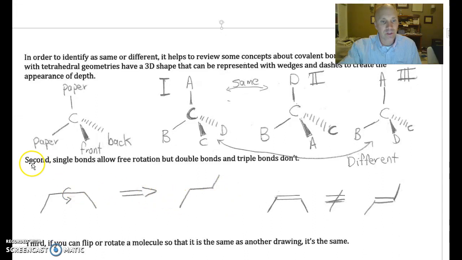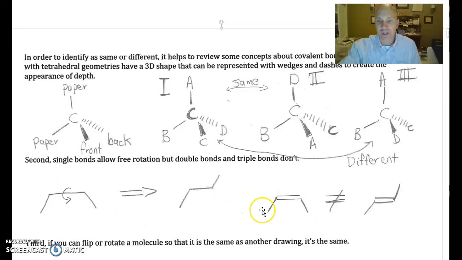I probably should have shown this one first because I assumed that you knew it: single bonds allow free rotation, but double bonds and triple bonds don't. So if I show this molecule right here, and this is a single bond, since it's a single bond, we could rotate around that just like it's an axle. If we rotated 180 degrees around this bond, that's going to flip this thing from the downside to the upside. So these two guys would actually be the same.